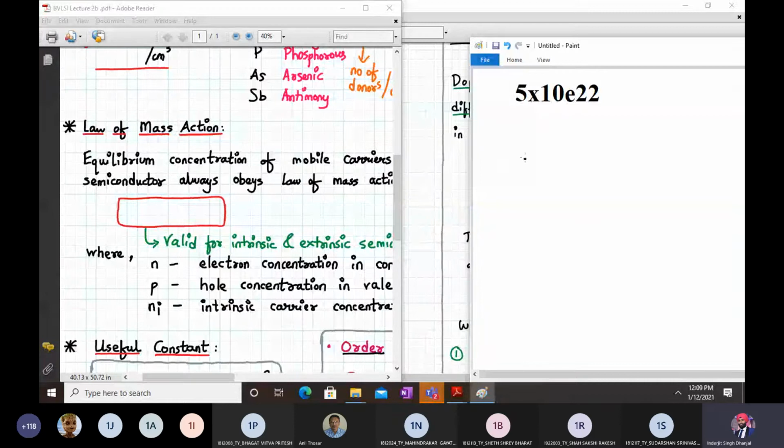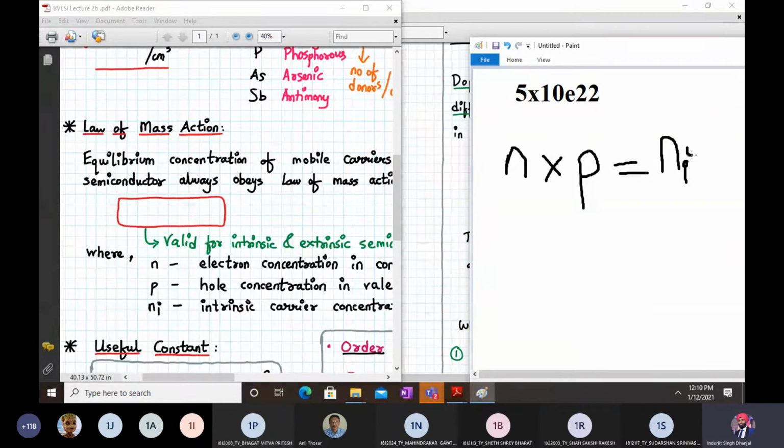The law of mass action says the product of electron concentration, which I am denoting by n, multiplied by the hole concentration p, is given by ni square. Please write that down. It's a very important law of mass action.